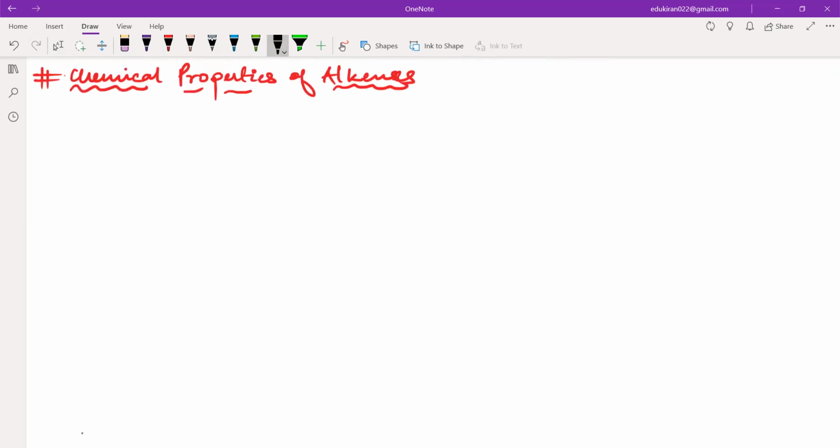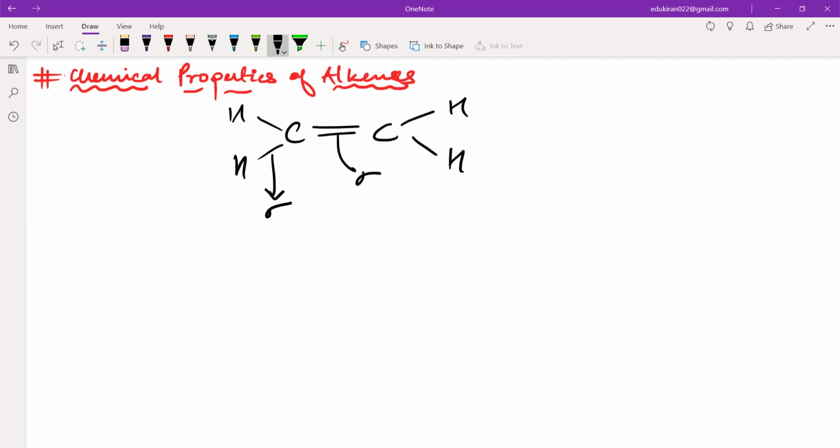In chemical properties of alkenes, we have a few bonds here. Carbon, there may be hydrogen bonds. Let us say that this is our simplest alkene. Here we have a sigma bond. All the CH bonds are sigma, but this bond is a pi bond. So obviously you can see that this pi bond will be most reactive. Yes or no?